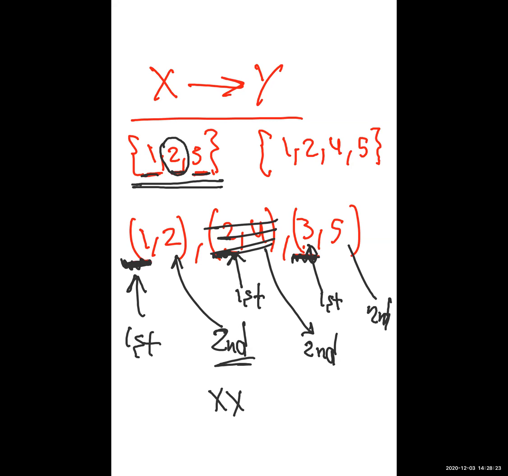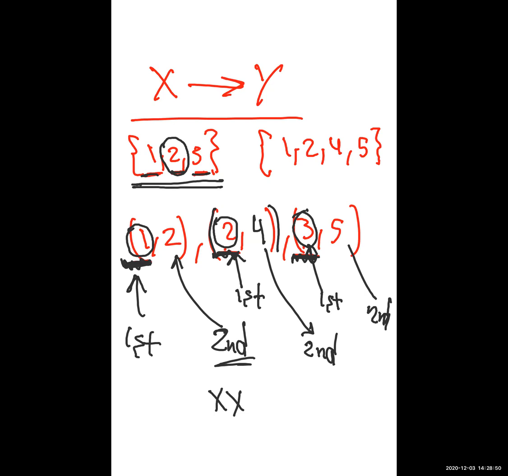But before, when there was 2 and 4, this means now all elements appear once as a first projection. So in this case, it's a function. Okay, guys, are we clear till now? Yes. Yes, sir.